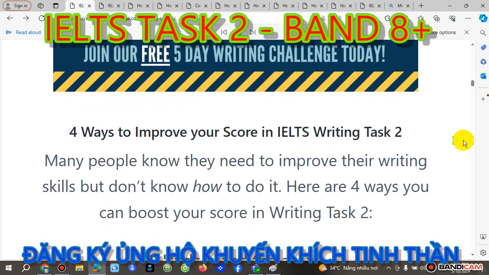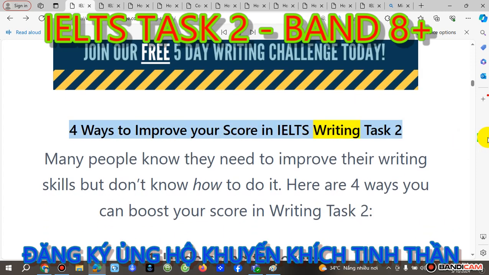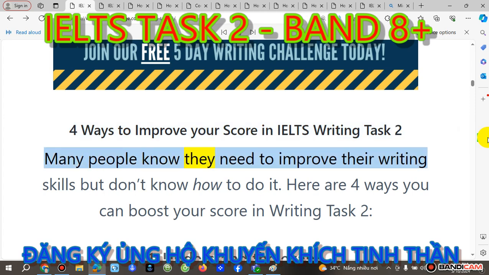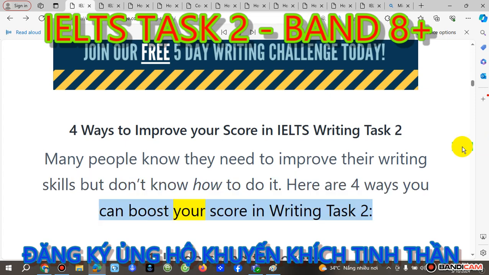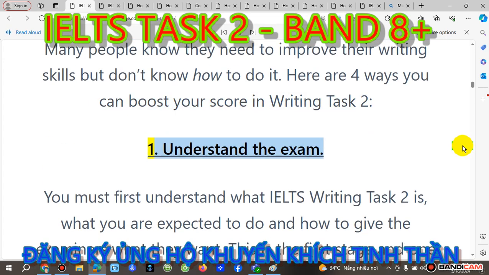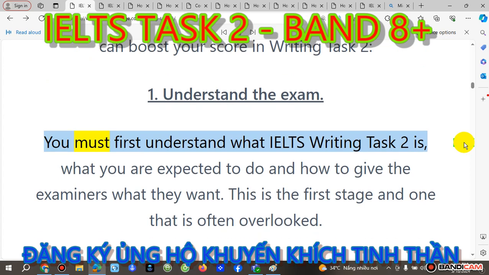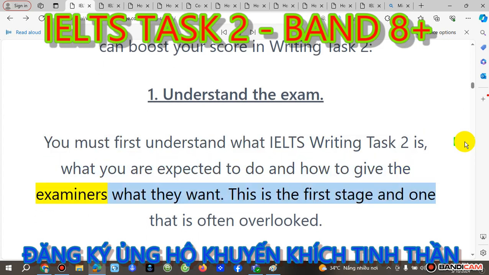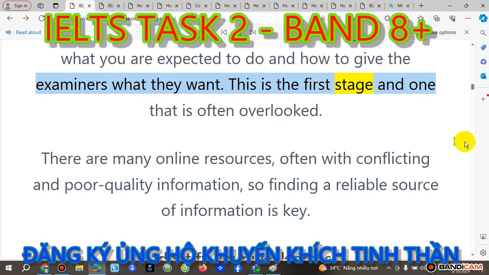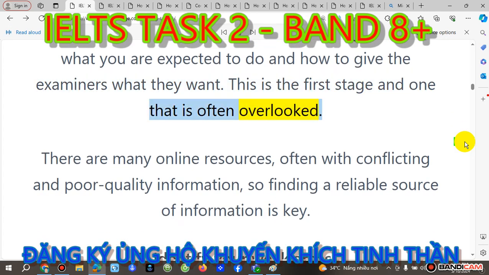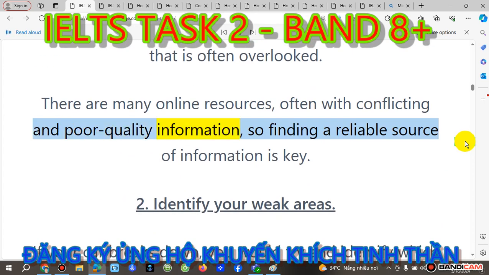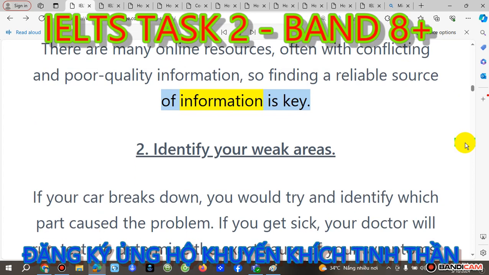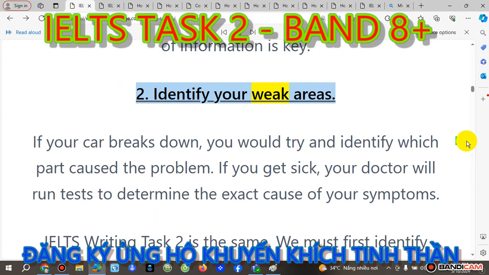4 ways to improve your score in IELTS Writing Task 2. Many people know they need to improve their writing skills but don't know how to do it. Here are 4 ways you can boost your score in Writing Task 2. 1. Understand the exam. You must first understand what IELTS Writing Task 2 is, what you are expected to do, and how to give the examiners what they want. This is the first stage and one that is often overlooked. There are many online resources, often with conflicting and poor quality information, so finding a reliable source of information is key.